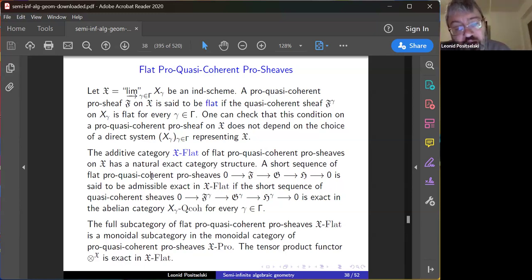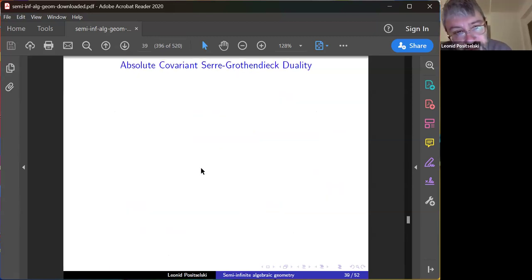So once again, the whole category of pro-quasi-coherent pro-sheaves is poorly behaved homologically. It doesn't have a good exact category structure, and it's not abelian. But the subcategory of flat pro-quasi-coherent pro-sheaves is well behaved. Absolute coderived and derived categories.